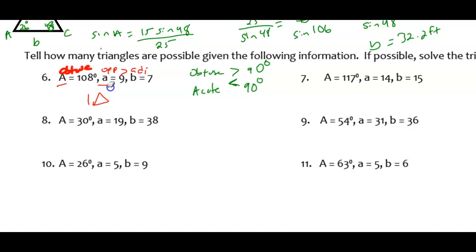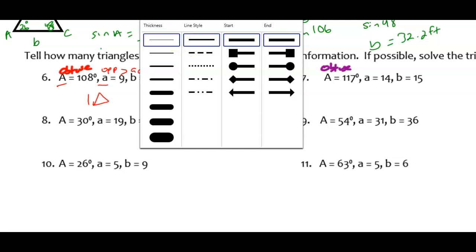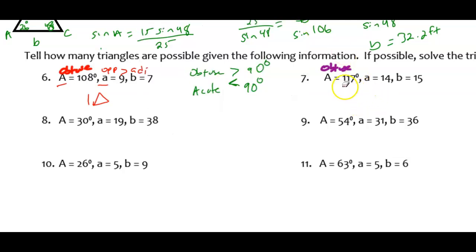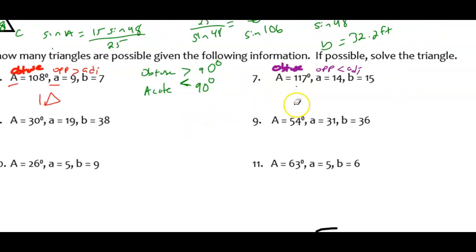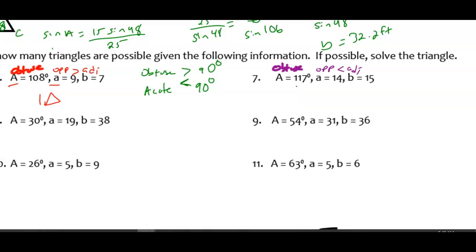Now, over here, number seven, again, we have an obtuse angle. The opposite side is 14. This is opposite, and this is adjacent. But this time, I want you to see the difference. This time, the opposite leg is less than the adjacent leg. 14 is smaller than 15, so less than, right? So what that tells us is there is no triangle.